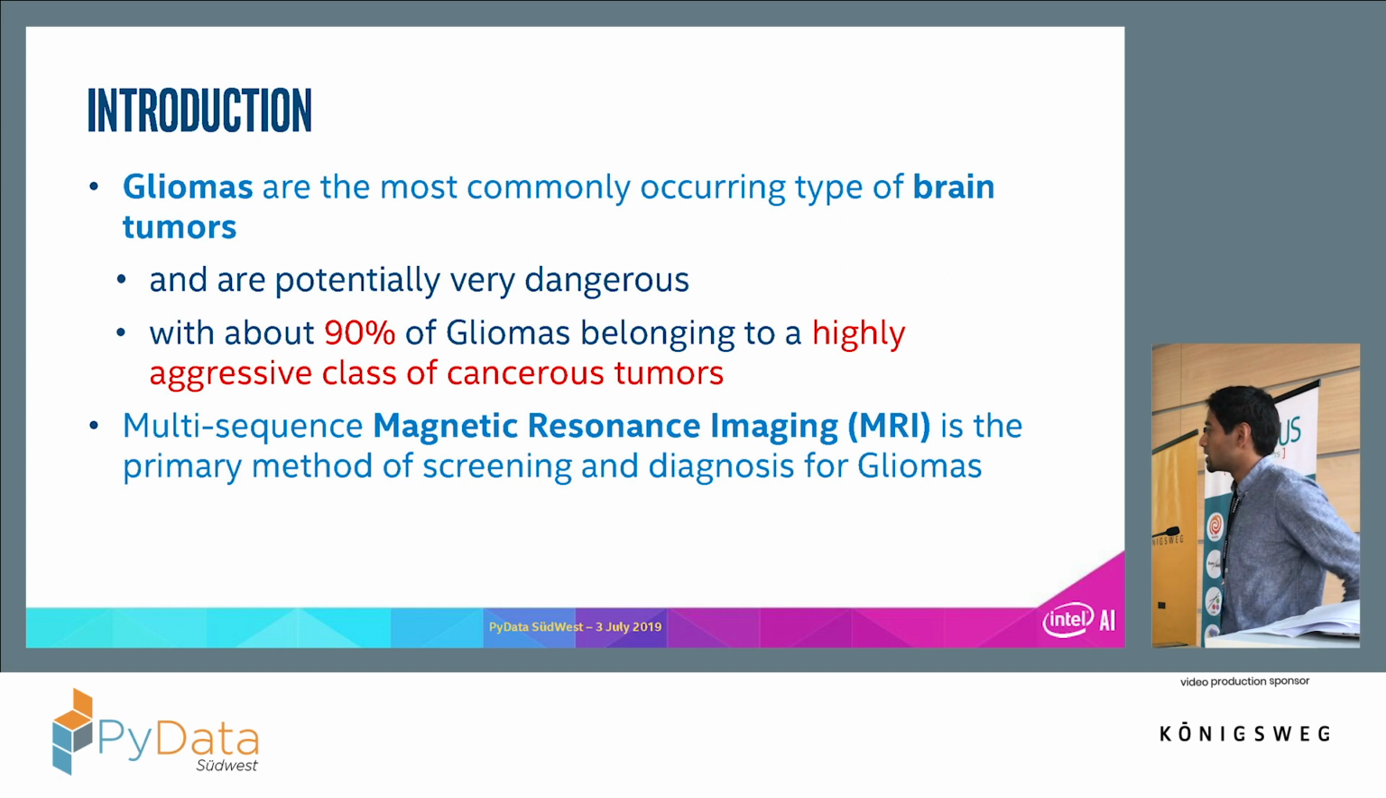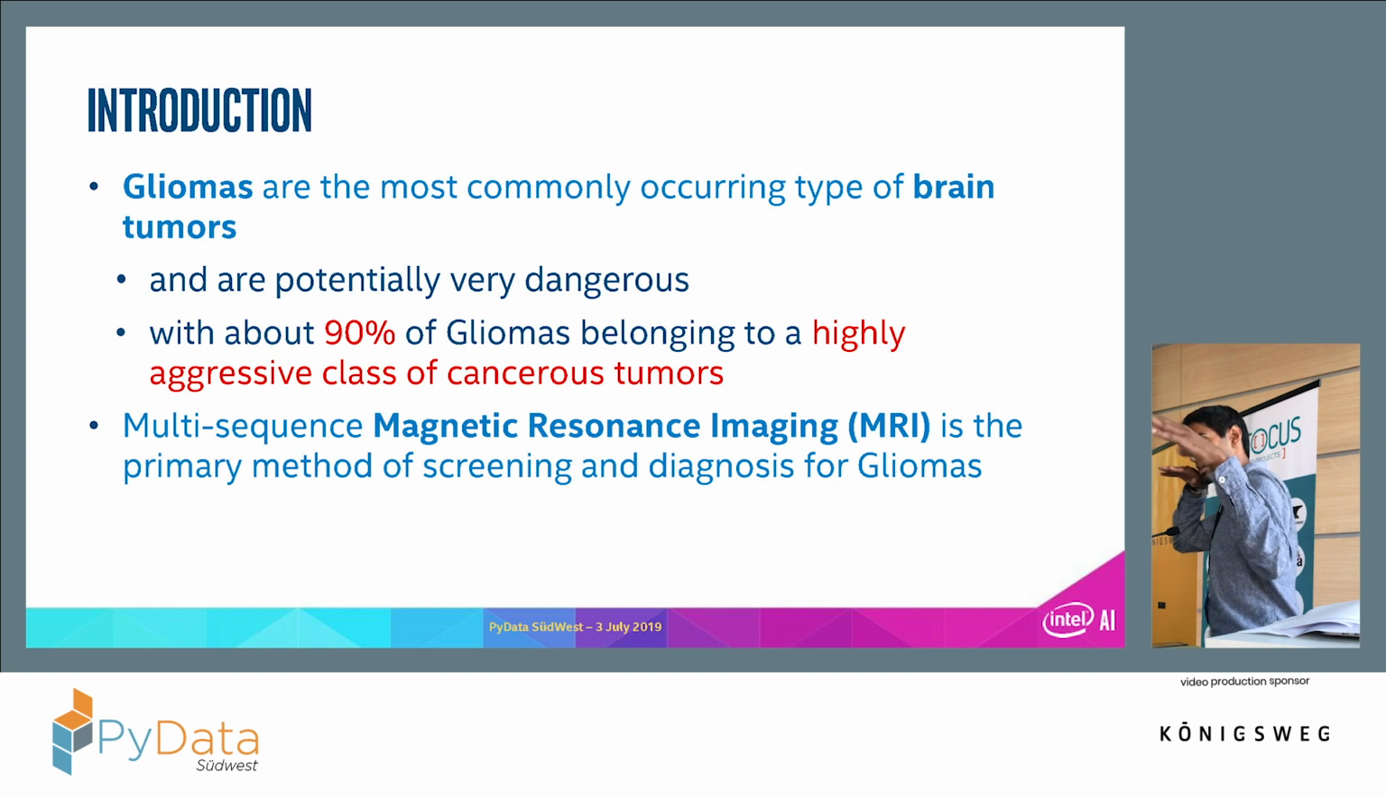So the medical term that we use for brain tumors is gliomas, and gliomas are actually the most dangerous types of cancers that you can have. If you have it, it's really bad, and close to 90% of those gliomas belong to highly aggressive classes of cancerous tumors. So it's really important to diagnose them, and once you diagnose that you have this, it's crucial to resolve this. And to date, MRI, so magnetic resonance imaging, is the de facto or primary method to screen and diagnose for gliomas.